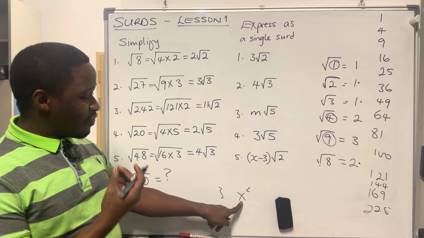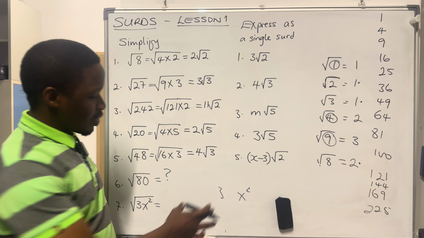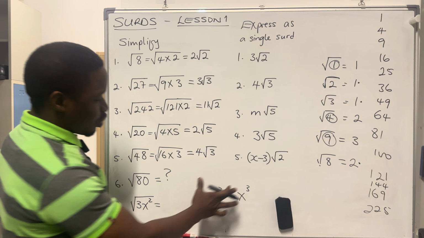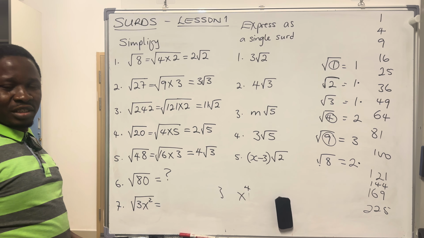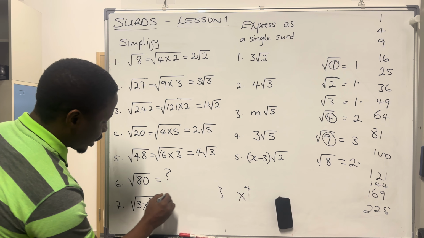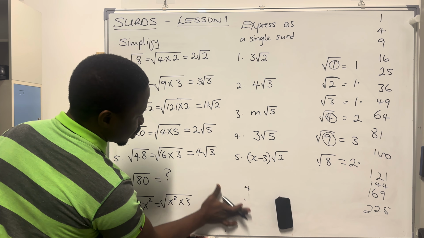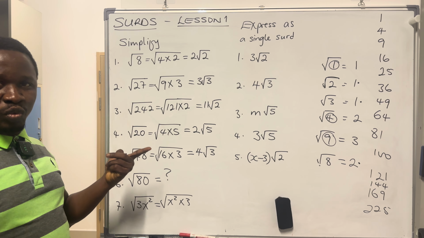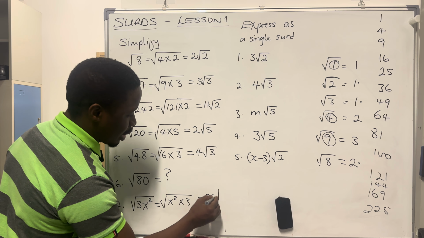x squared. A variable with an even power is always a perfect square. But when the power is odd, it is not a perfect square. So if the power is an even number like 200, it's a perfect square. So we say x squared times 3. What is the square root of x squared? Just divide the power by 2. It will be 1. So it will be x power 1. Then root 3.